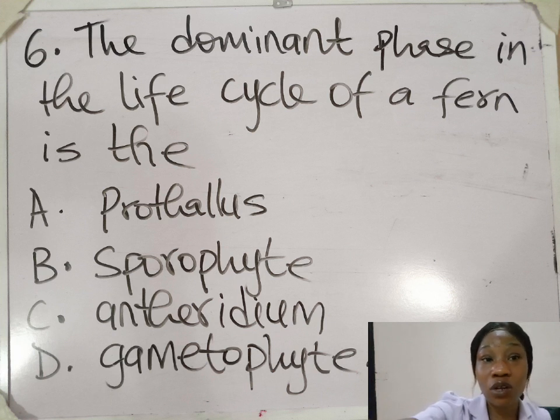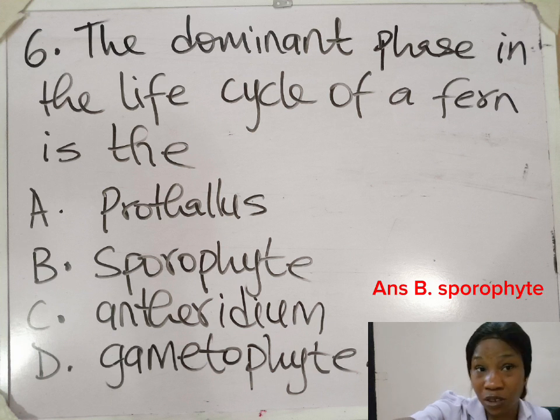So for all vascular plants, their dominant stage is what we refer to as the sporophyte stage. While for non-vascular plants like the bryophytes and the thallophyte algae, the dominant stage is the gametophyte. So in this case, option A is the sporophyte, which is option B, the answer.